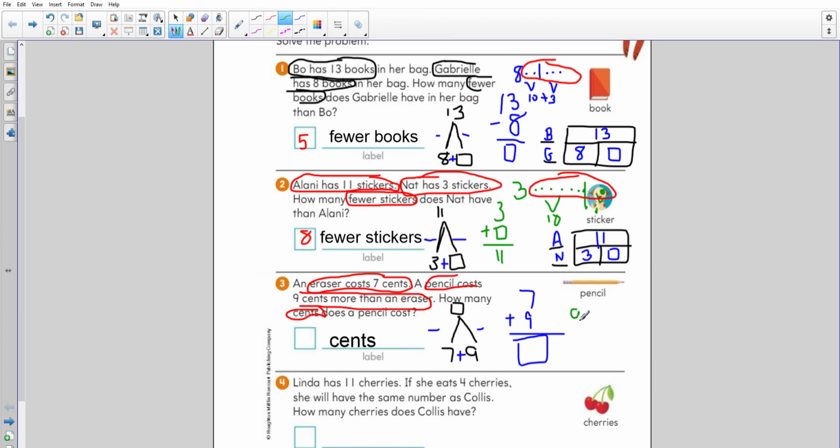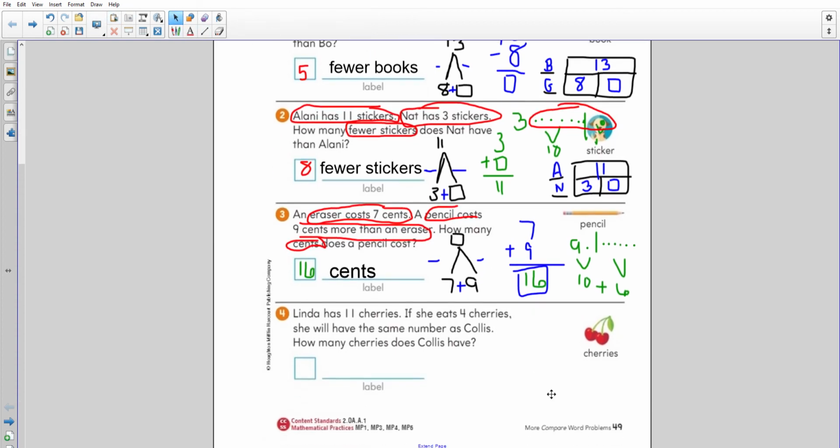9 is real close to a 10. So if I do that, I now have a 10. But that means I took 1 from the 7, and I have 1, 2, 3, 4, 5, 6 left. So when I am now thinking, I'm thinking 10 plus 6, which I know is mental math for me and for you, which is 16. So now I have my answer of 16 cents.